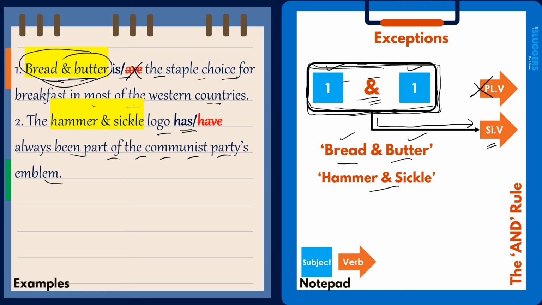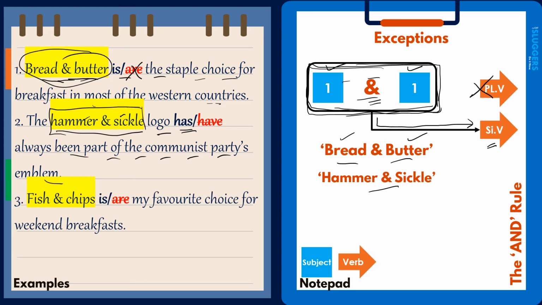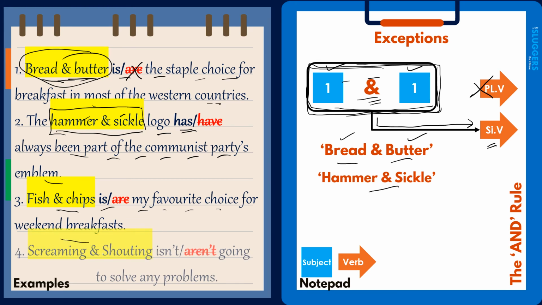Because has is the singular form of the verb, and because the subject is being considered as a singular subject here, although ये दो चीजों से बना है, but again this expression has been, these terms have been used together so ubiquitously, right? इतनी ज़्यादा बार ये साथ में इनको use किया जा चुका है कि now it's considered as singular. Other examples would be fish and chips is my favorite choice for weekend breakfast, not are.